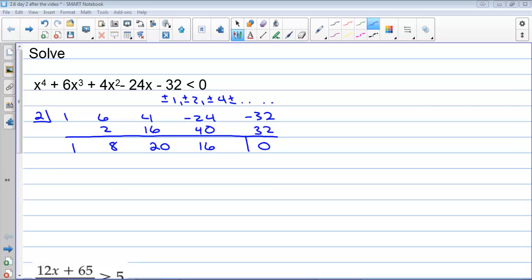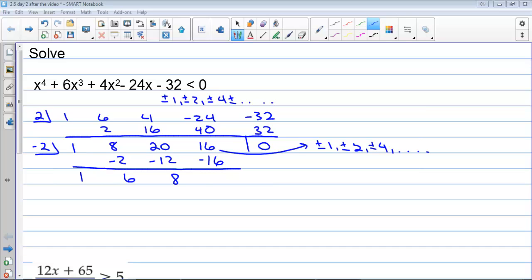But then we have, as possibilities with the 16, we'd have 1, we'd have 2, we had 4, keep on going. And the next one that would work would be negative 2. So we'll plug negative 2 in synthetically. We got 1, negative 2, 6, negative 12, 8, negative 16, 0. And now we have what we want. We want an x squared plus 6x plus 8. We want an x squared. So we have x plus 2, x plus 4.